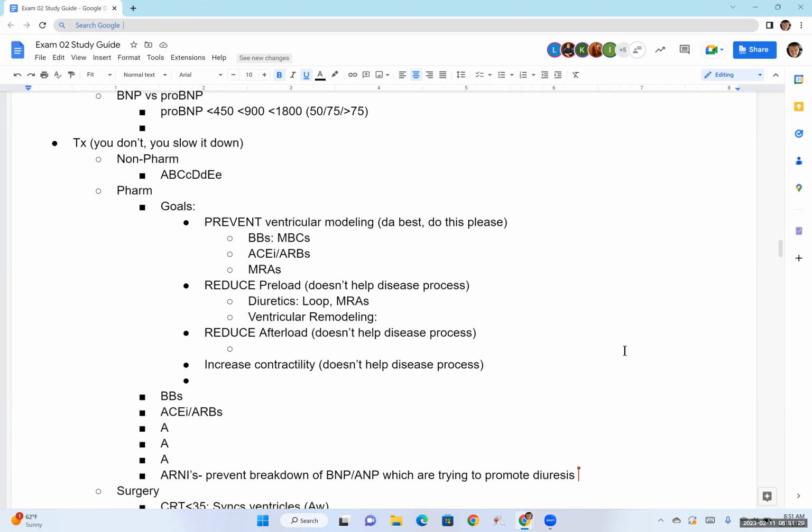Okay, aldosterone has a little bit of effect on the heart. So all right, what else? So that's your goals of therapy. So we're going to categorize them, kind of figure out where the commonalities are and what's different, because what's different is usually what gets tested.